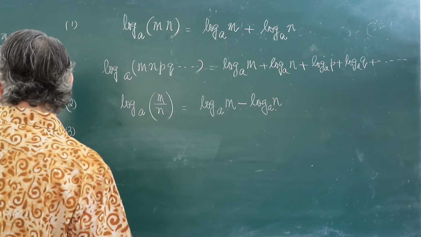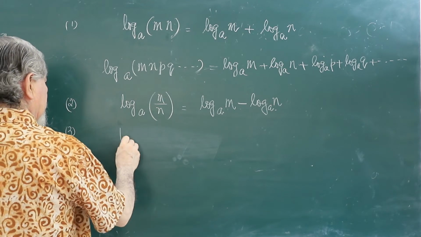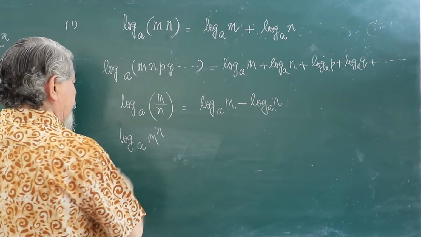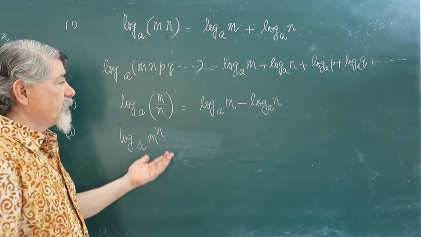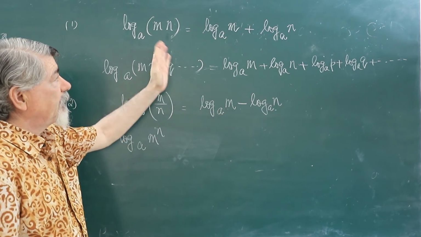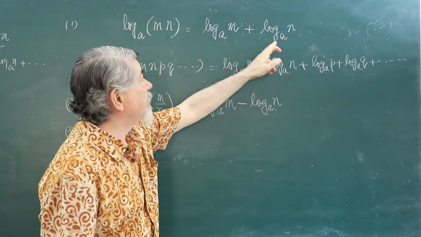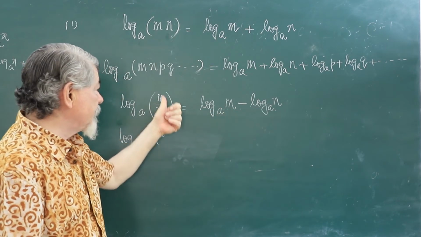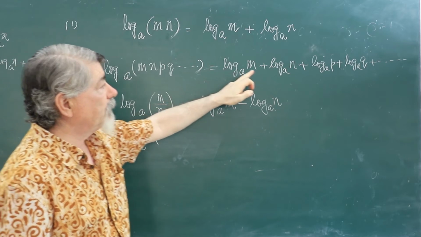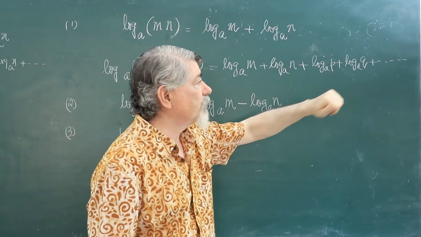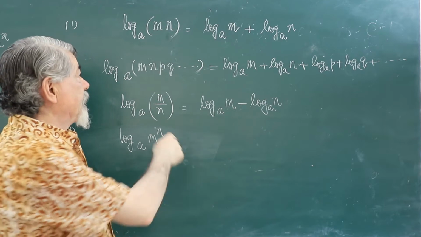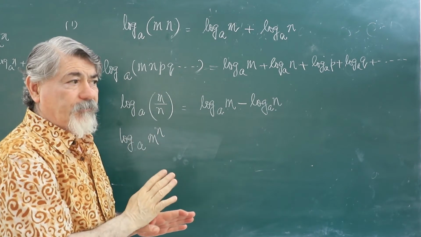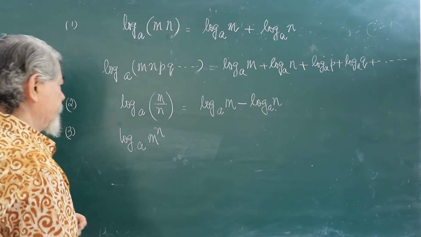The next is the power law, like log m to the power n to the base a. Now this is also the same way. It is applicable. Log m plus log n can be written as log m into n. Log m minus log n can be written as log m upon n. Log m plus log n plus log p plus log q, and so on, can be written as log m into n into p into q. It is a kind of reversible equation.